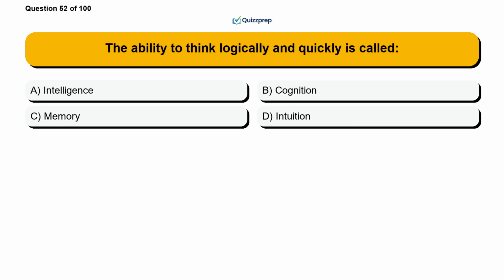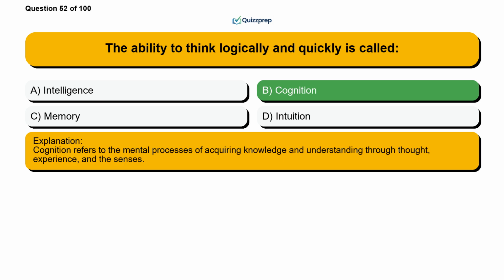Question 52. The ability to think logically and quickly is called: Option A, intelligence. Option B, cognition. Option C, memory. Option D, intuition. The correct answer is option B, cognition. Cognition refers to the mental processes of acquiring knowledge and understanding through thought, experience, and the senses.